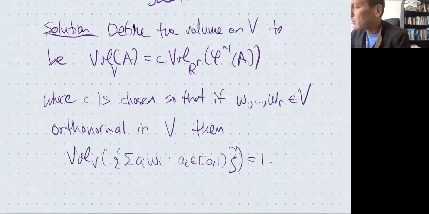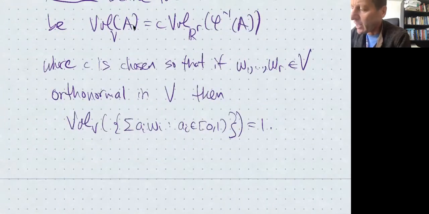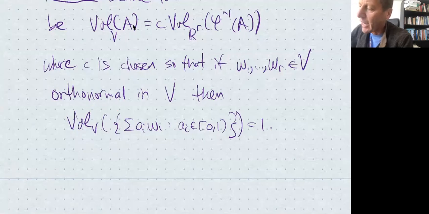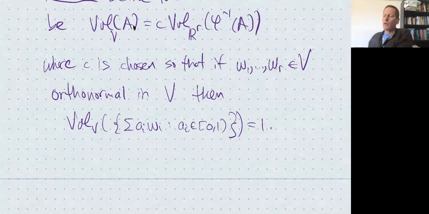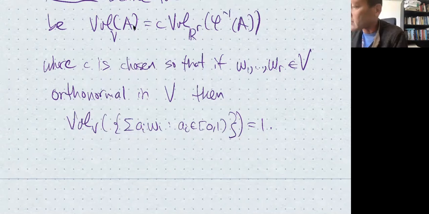Okay, so again, I should also mention that this does not depend on the choice of the orthonormal basis. If we were to choose two different orthonormal bases in V and compare the Jacobian, and we use this normalization, we'll see that we're going to get the same normalization in both cases.